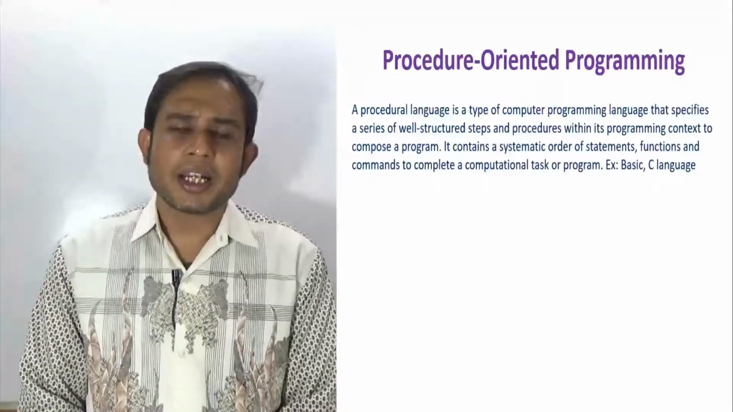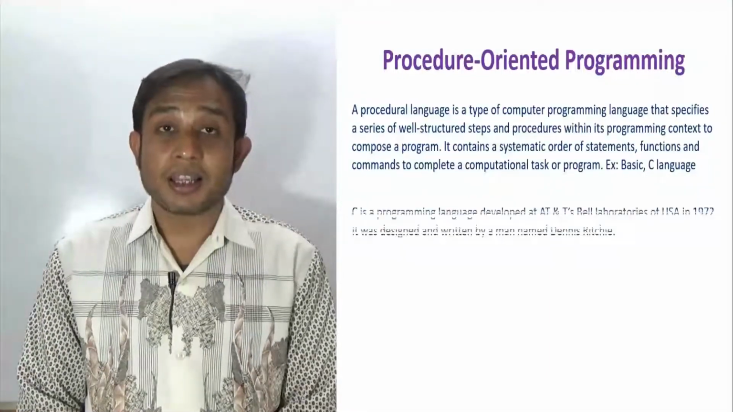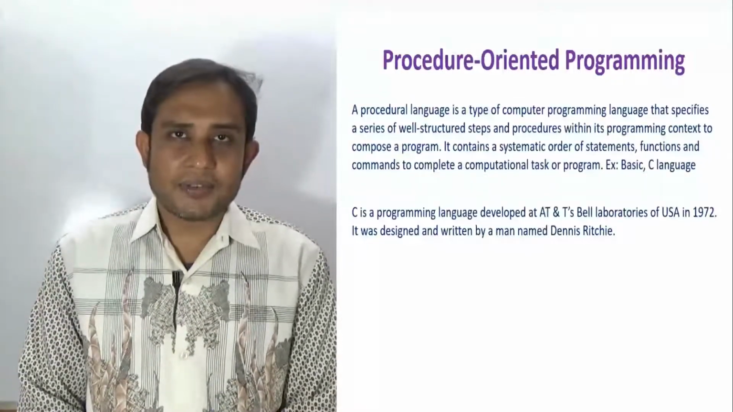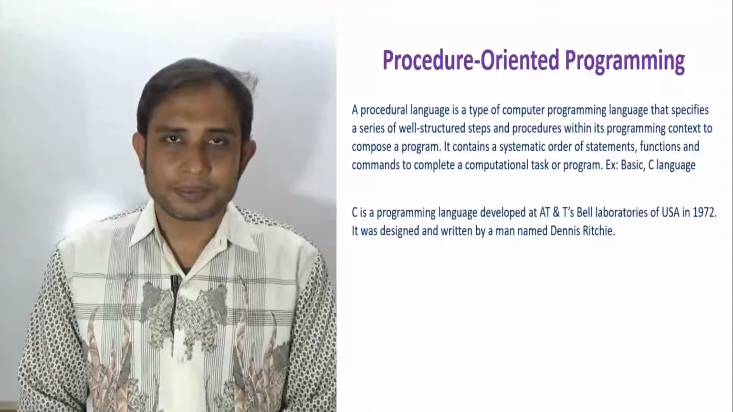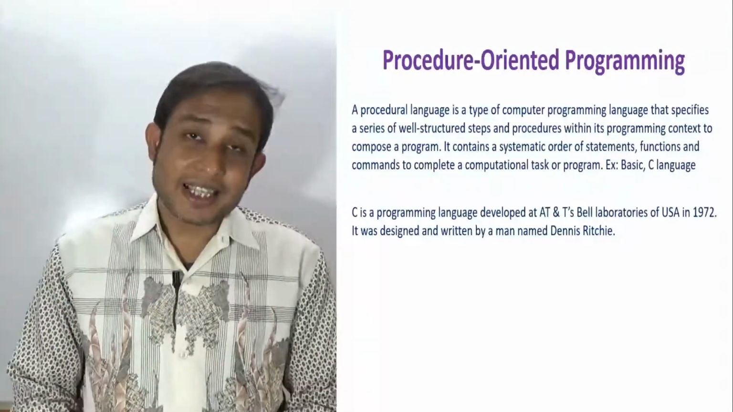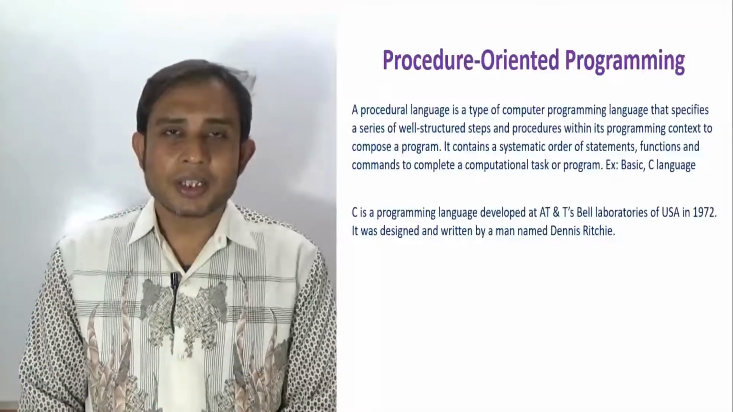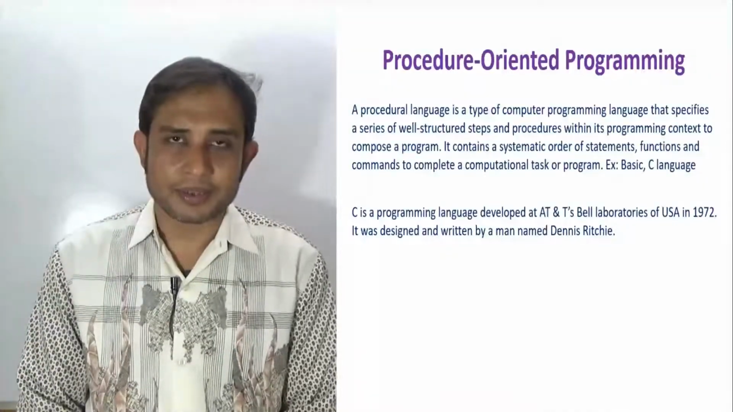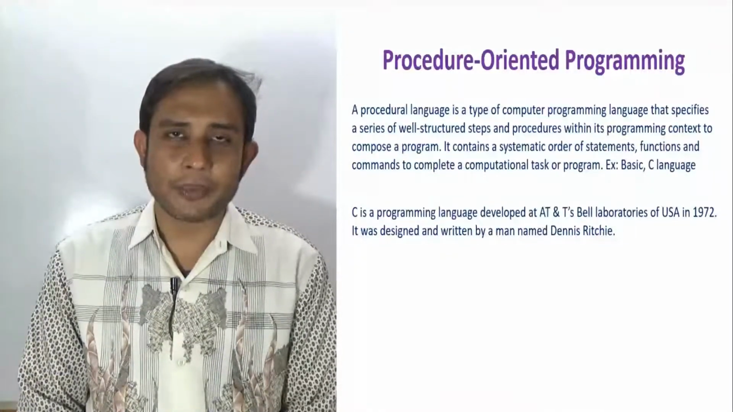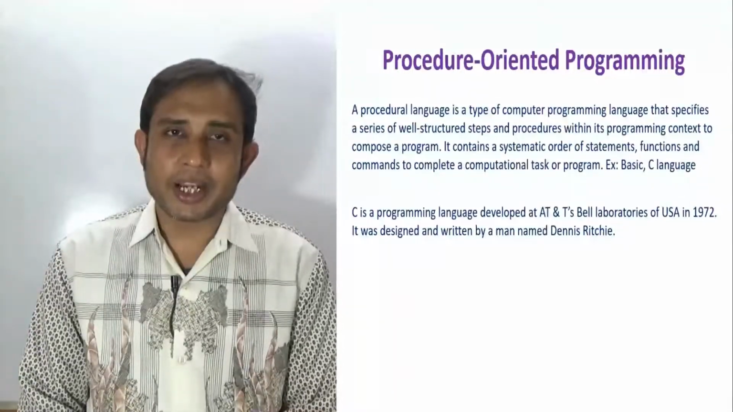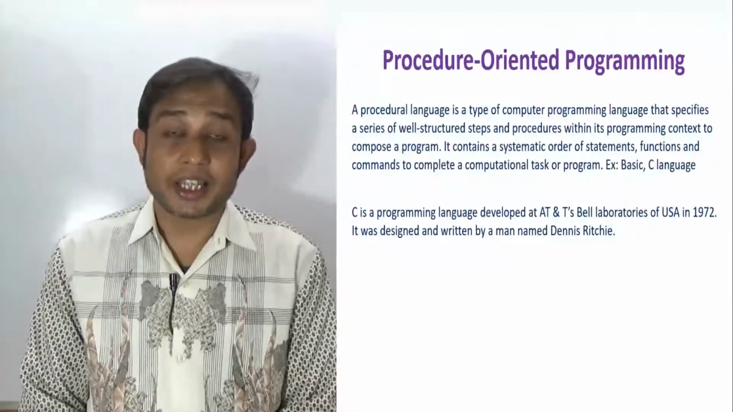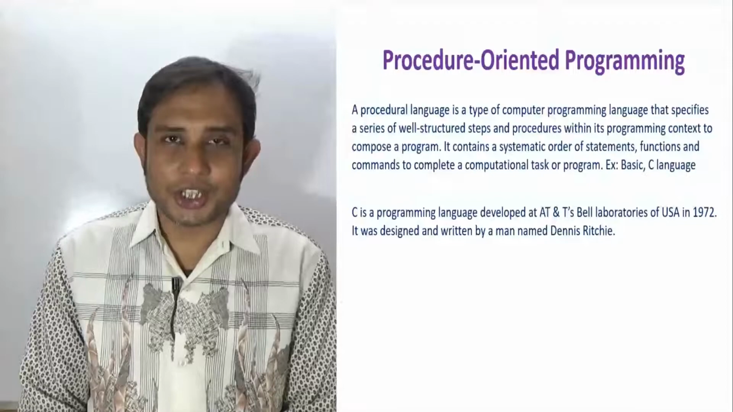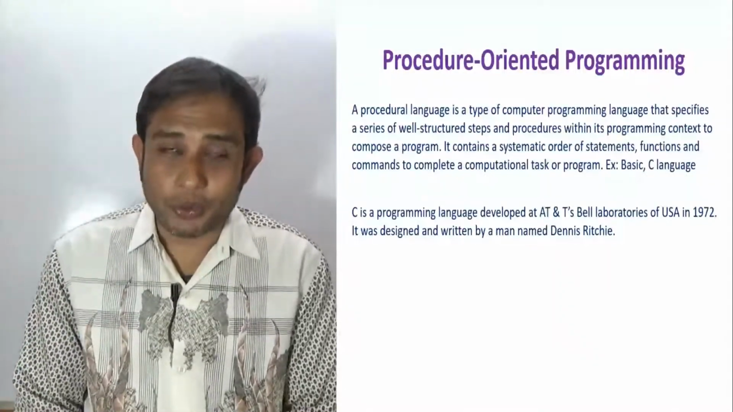The C programming language was developed at AT&T Bell Laboratories in the USA in the year 1972. It was developed and written by Dennis Ritchie. In that period, C became so popular due to its simplicity, ease of use, and reliability. Nowadays, C has become obsolete, although it remains in use in some sectors, basically the education sector. Still, we learn C due to its simplicity and ease of implementing program code.